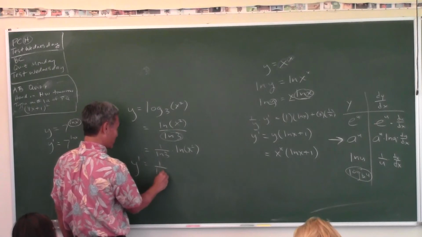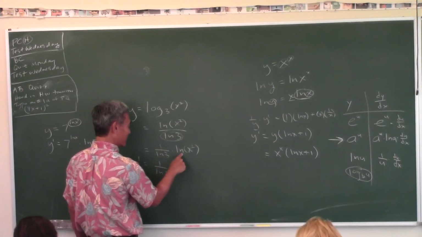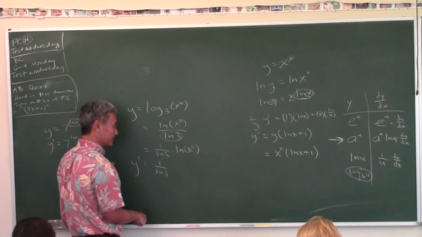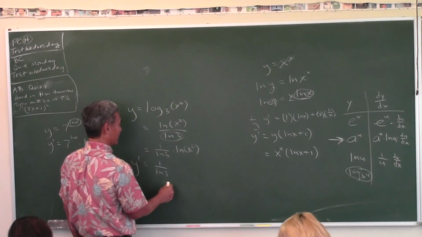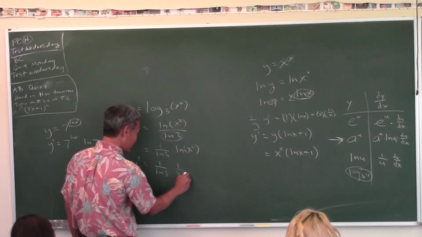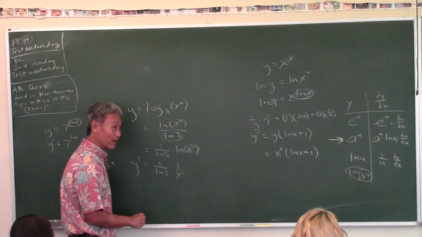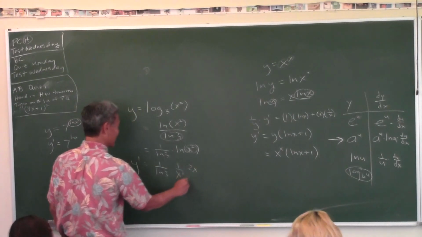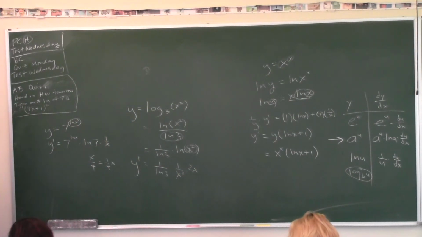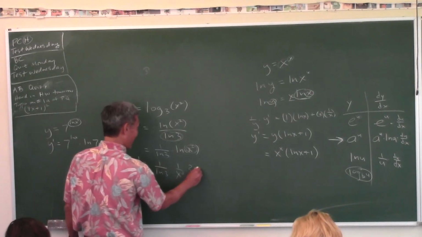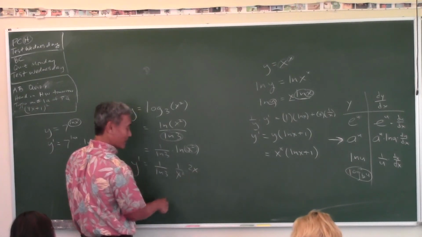So now I can take the derivative. This constant, throw on the side. What's the derivative of natural log box? 1 over box times the derivative of box, 2x. That is correct. Then I'll need to simplify. All you can really do is cancel that x into one of these x's there.